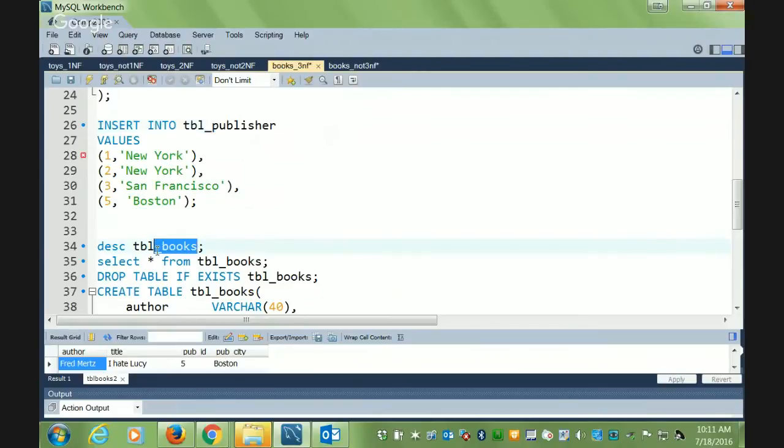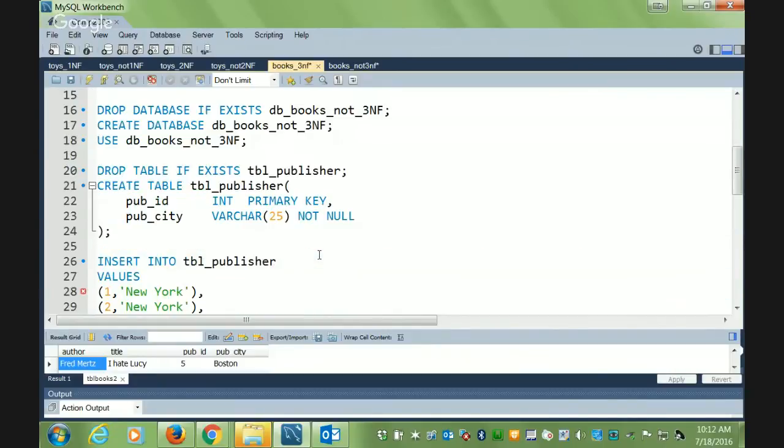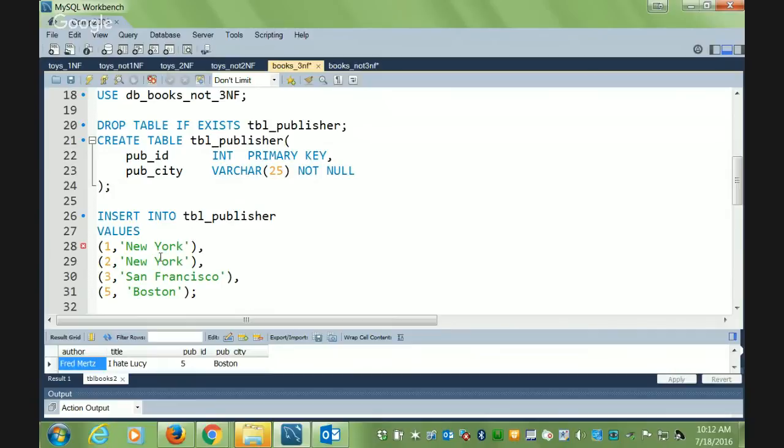So do a describe of the publisher and do a select all of the publisher. And there you go. Anything missing? Looks okay. Insert into table. I have a red squiggly here. Looks okay to me. We'll know when we run it. Okay, my table has been divided, right? Both the tables are in third normal form. Let's try it.